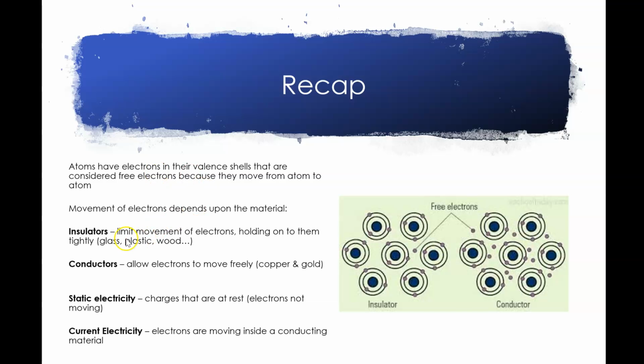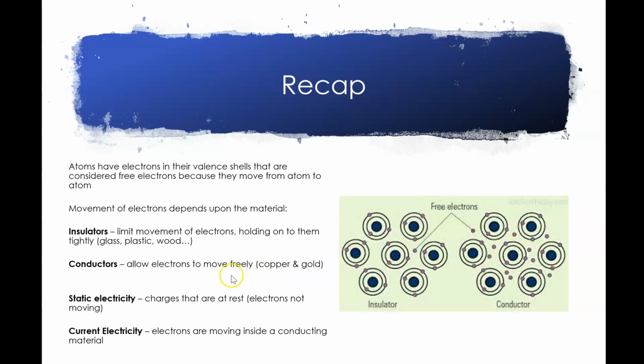So insulators, again, they limit the movement of electrons, holding on to them tightly. So glass, plastic, wood, wool, all those things that you saw, materials on the electrostatic series, were examples of insulators, and some of them have a stronger hold on their electrons than others. And so these are not going to allow electrons to move freely. Whereas conducting materials or conductors are materials in which they allow the electrons to move freely.